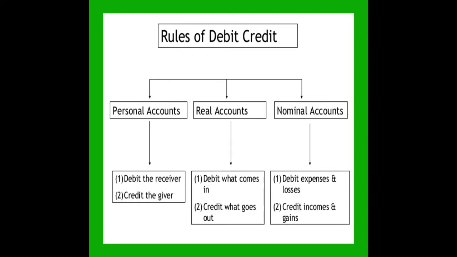Rules of debit and credit for the personal accounts are: we have to debit if the person is receiver. We have to credit if the person is a giver to the organization. And we have to debit the asset when it is coming into the business. We have to credit the asset account if the asset is going out from the business. If the organization spends for expenses and any loss is incurred, we have to debit, and we have to credit if the organization earned income or gain.